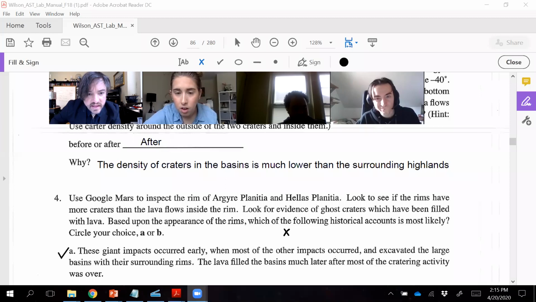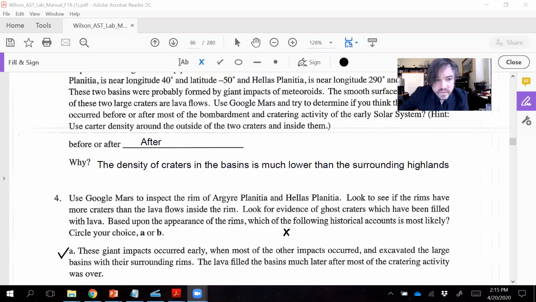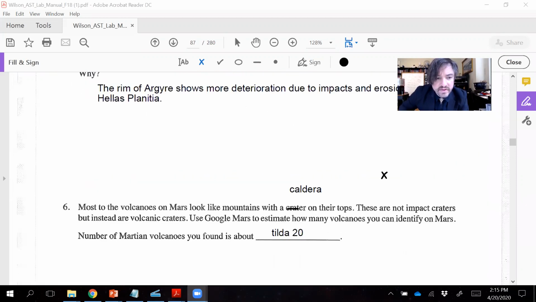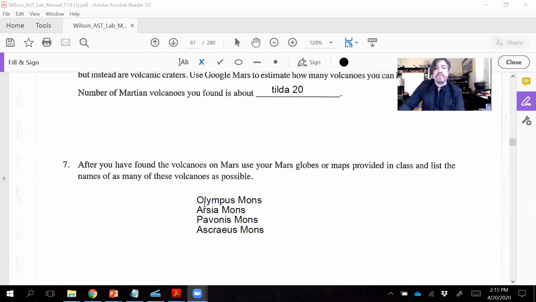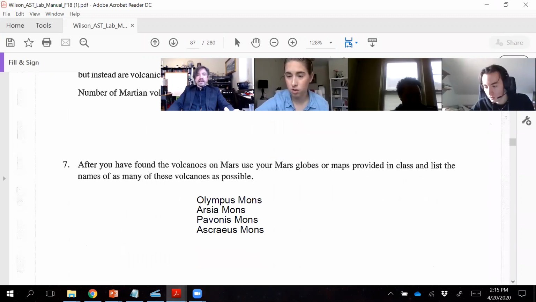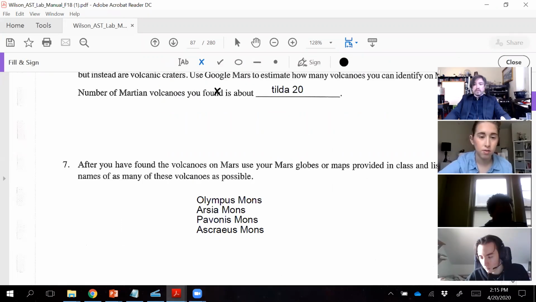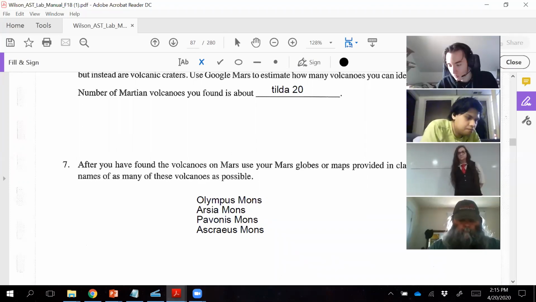Oh, sorry, was I just sharing my screen with you? I guess I wasn't sharing my screen. Once again, Matthew and anyone else, here's question number 3: the density of craters in the basins is much lower than the surrounding highlands. And question number 7 was just the name of the 4 tallest volcanoes on Mars. Does that take care of your needs, Matthew?